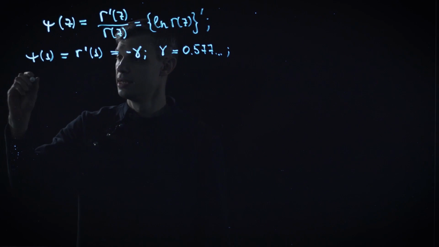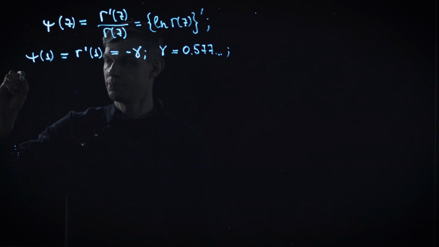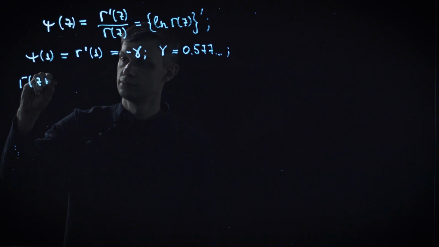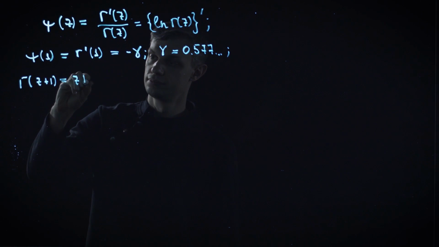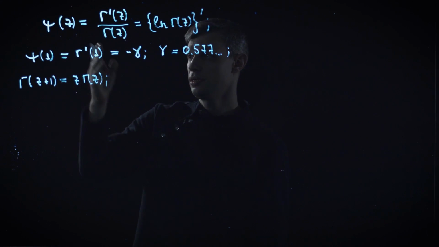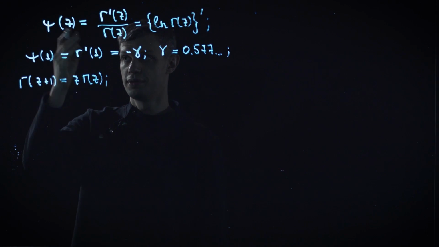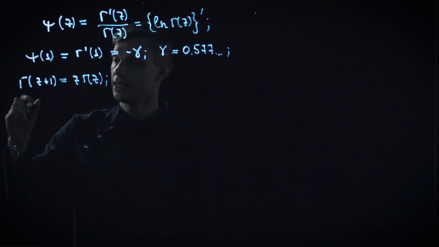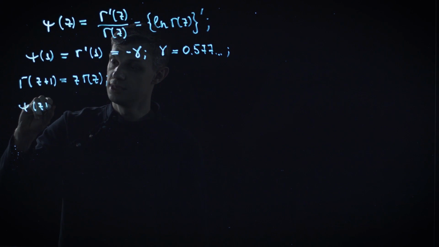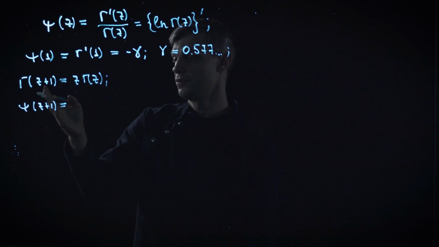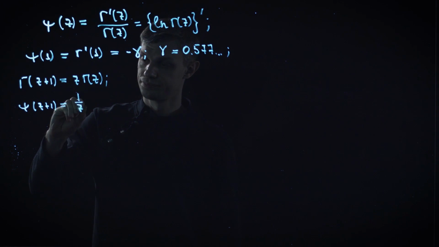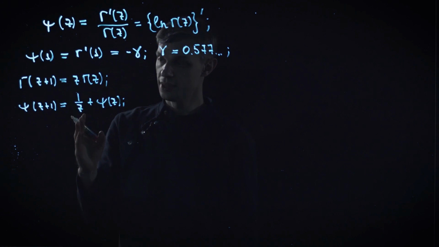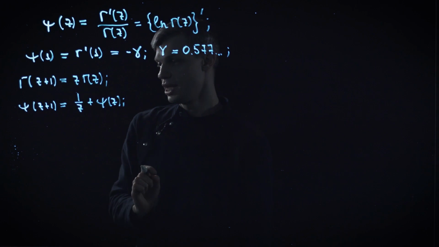Right. So next, let's recall some basic properties of the gamma function, for example, its factorial property. And let's write down the corresponding property of the Digamma function. So we just take the logarithm of both the left-hand side and the right-hand side and differentiate, and get psi of z plus 1 equals 1 over z plus psi of z. So here is the analog of the chain rule for the Digamma function.